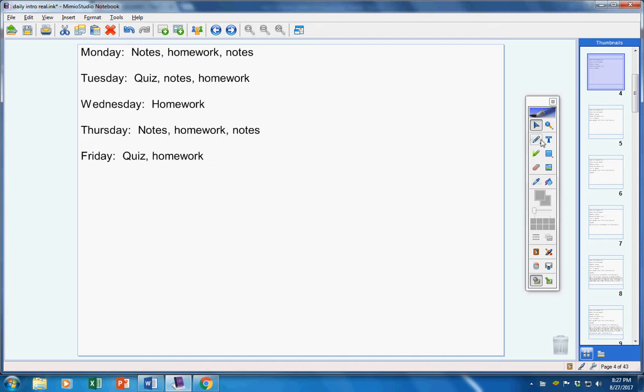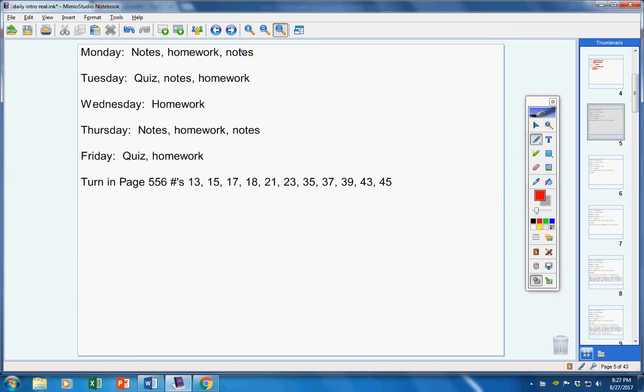Here's the schedule for the week. We don't always stick to the schedule, but we try to. Notes, homework, notes today. Notice a quiz on Tuesday, quiz on Friday. I'm pretty sure we'll have a test next week sometime. Notes and homework here. Homework on Wednesday, of course. Never will I give homework on Wednesday. That has to be done Wednesday night. Notes, homework, and notes here, and homework here. Okay? So there's the schedule for the week.